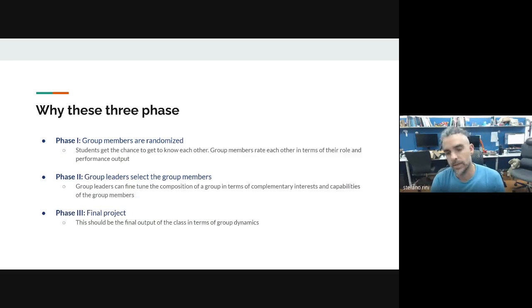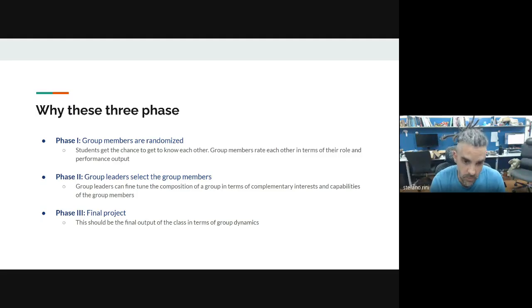So again, why do we have this organization? It's a little bit complicated, but we have tried to fine tune things so that we achieve the goals that we believe are important for this class. First, you get to know each other. After the challenge, you will be asked to rate your team members in terms of a certain role and performance. We'll explain it later. Phase one is for you to get to know each other and to communicate to the rest of the class what role everybody takes in a challenge.